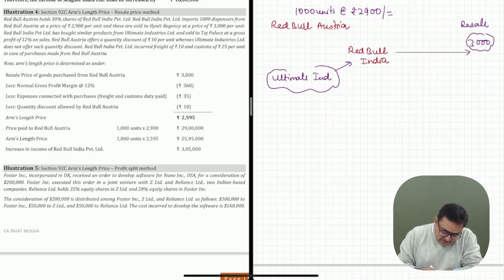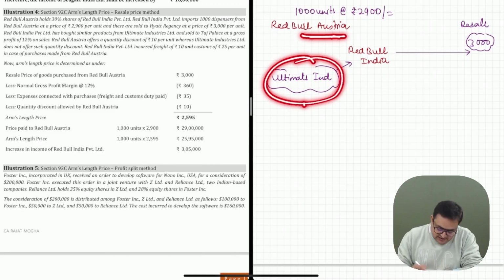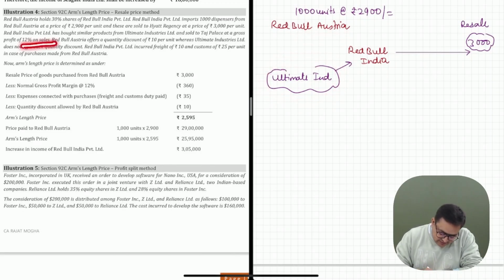So here the profit is given on sales. Okay. So what is the profit margin? So this 12% profit margin, is it of Red Bull Austria or on the products of Ultimate Industries? Sir, it is on the products of Ultimate Industries, 12% profit on sales. Okay. So this is when we are selling it. So it is a 12% profit margin on sales.